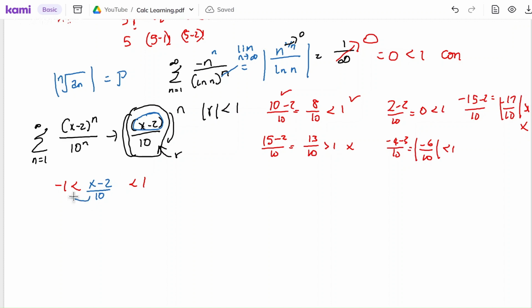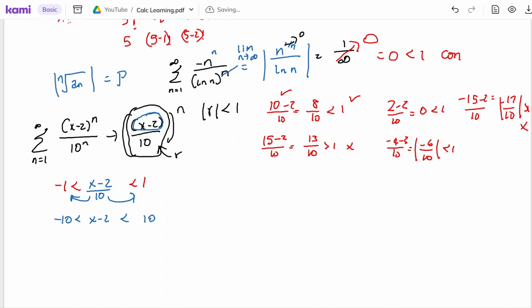What to do is multiply the 10 to both sides. It's like an equation where you have two sides instead. So whatever you do to the left, you have to do to the right. So you multiply 10 to both sides. So negative 10 less than x minus 2 less than positive 10. This side's positive.